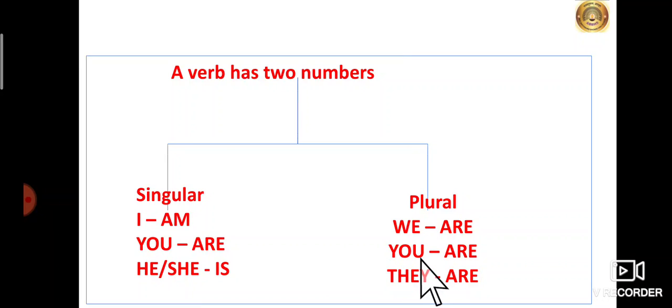Plural means it is pointing towards a thing, object, or person who are more than one or two. When he or she is pointing towards one person, they is pointing towards the many more, and are. These are the plural forms of verbs that are used in singular and plural.